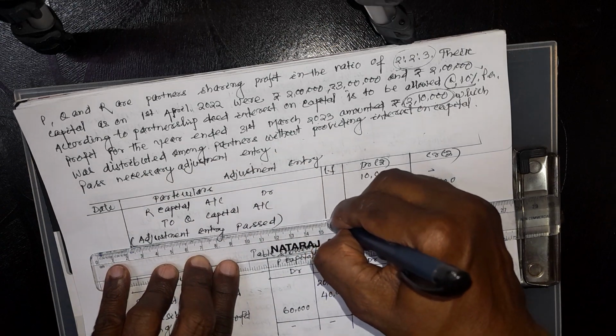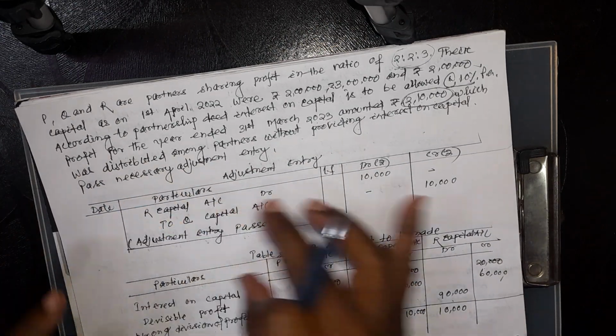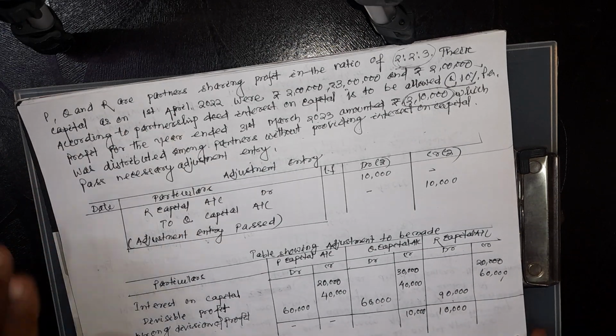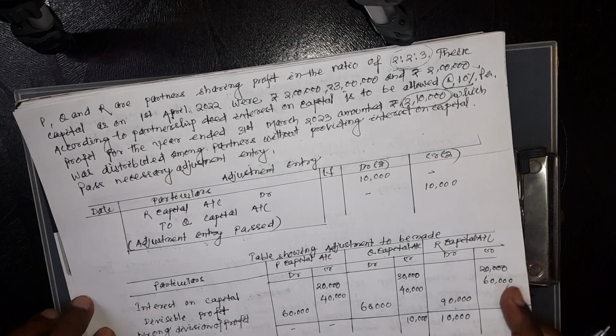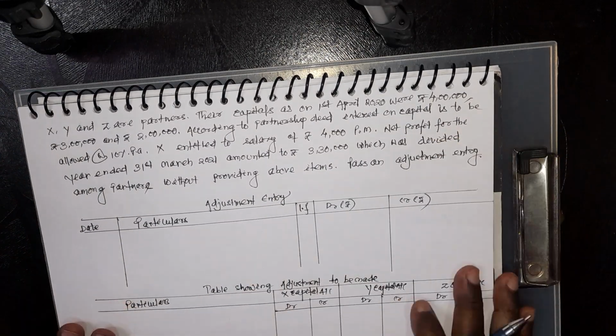So this is the solution for the question. Means for the past adjustment, you will pass one single journal entry, that will be your answer. Now I am going to explain another question where I gave more additional information. Now I am going to read the question.